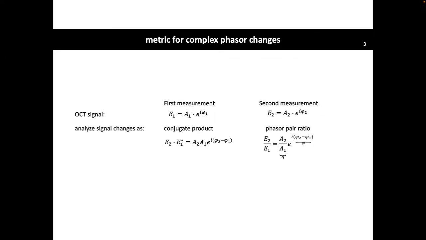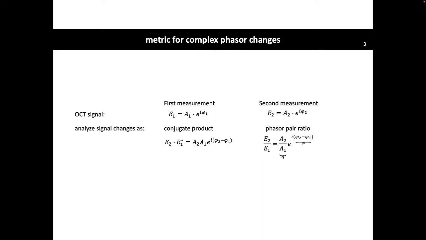Okay, and I can do different things to quantify what happens to these signals. I can take the conjugate product, so the product of E2 times E1 complex conjugate, and I get A2 A1 e^(i(φ2 - φ1)). Or you could take the ratio of these two, that's A2 divided by A1, and I also get a difference between these two fields.